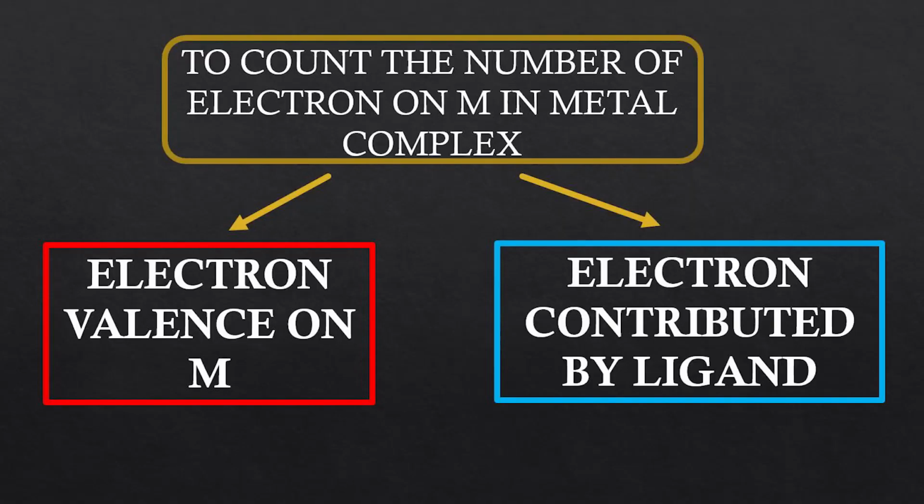So lastly, to summarize what I've shown in all the examples, in order for you to count the number of electrons on M in a metal complex, you just need 2 things. One, you must know how much is contributed by M, and also how many will be contributed by the ligands. Knowing that, you will be able to count the number of electrons on M in a metal complex. Thank you.